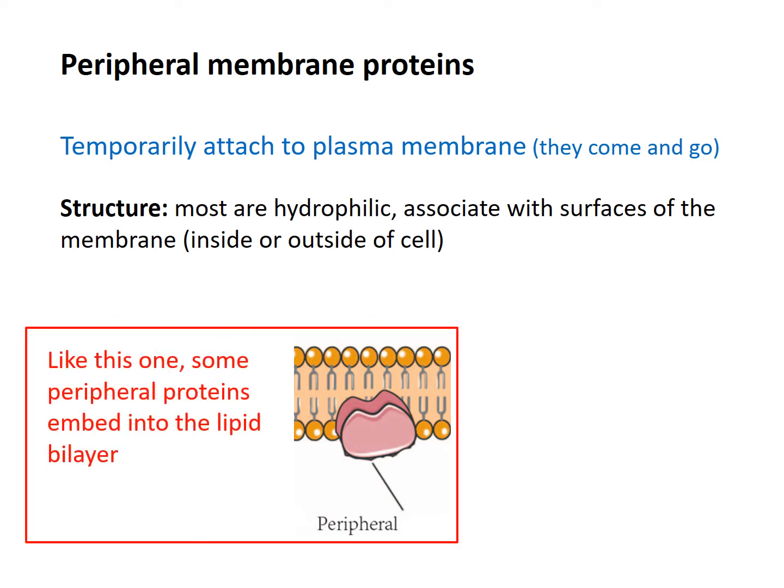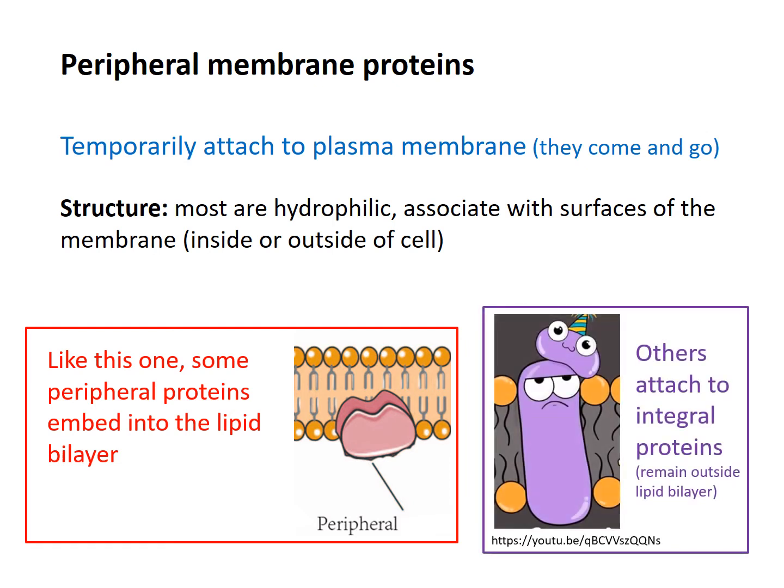Like this one, some peripheral proteins can embed a little ways into that lipid bilayer, but others attach themselves to integral proteins, meaning they remain on the outside of the lipid bilayer completely. So in this cartoon that I've borrowed from the Amoeba Sisters, the big purple blob is the integral membrane protein. Notice it's a transmembrane protein. And on top of that is the peripheral membrane protein wearing a little party hat.